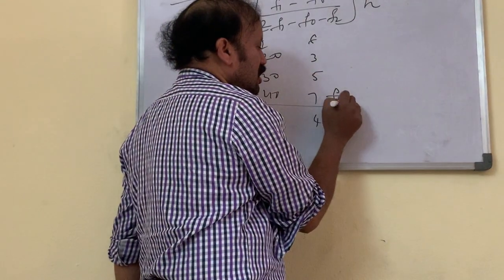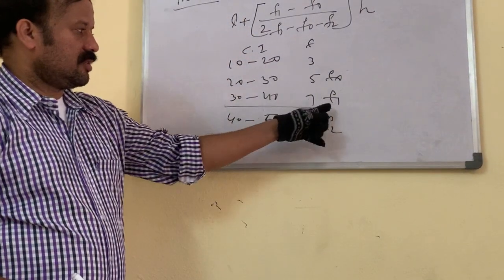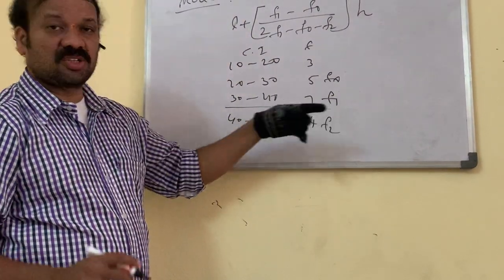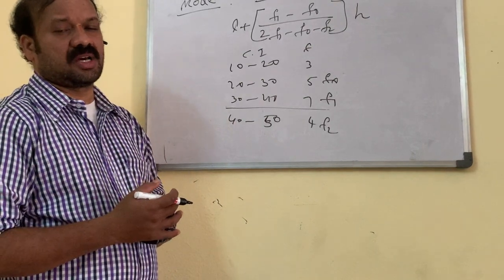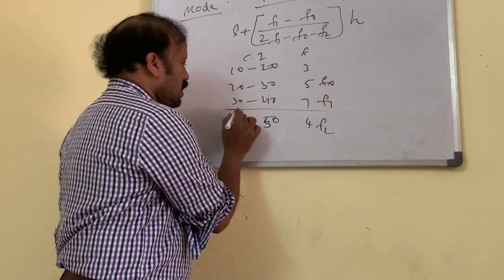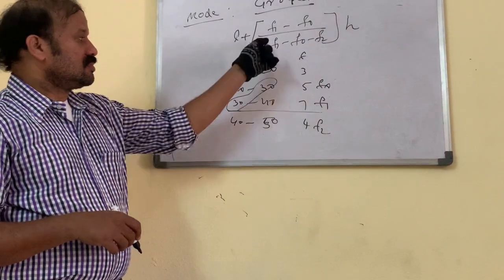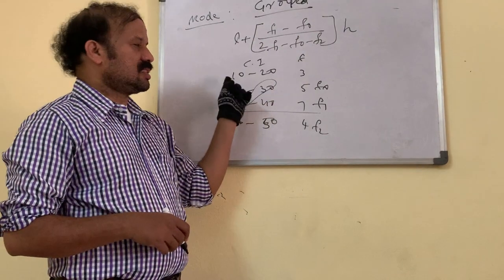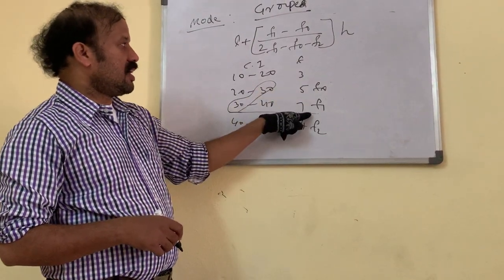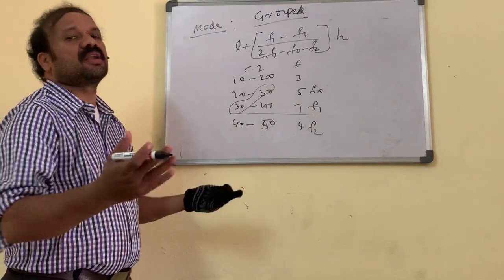This is called F1, F0 and F2. The highest frequency is known as F1. Above that is F0, below that is F2. You can underline this value. This is called the L value. We got L value 30. The H value, the size difference, is 10. F1 value is there, F0 value is there, F2 is there. Substitute the values, then we will get the answer.